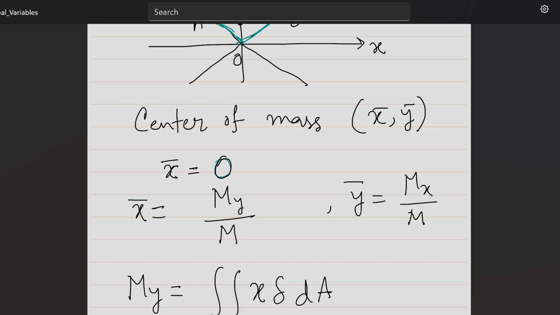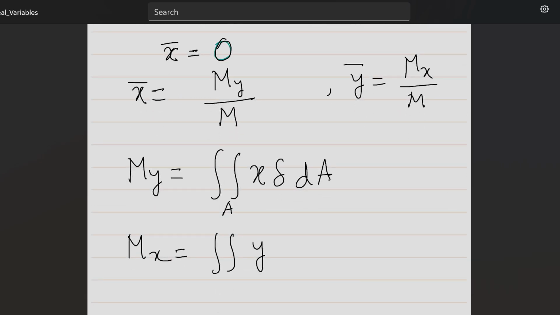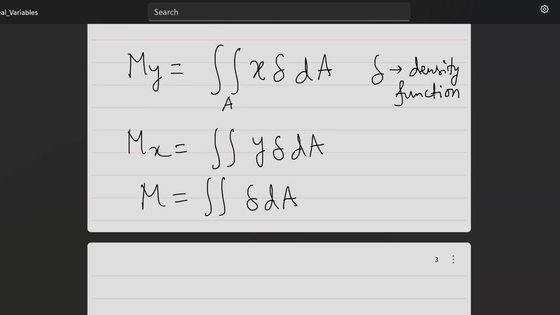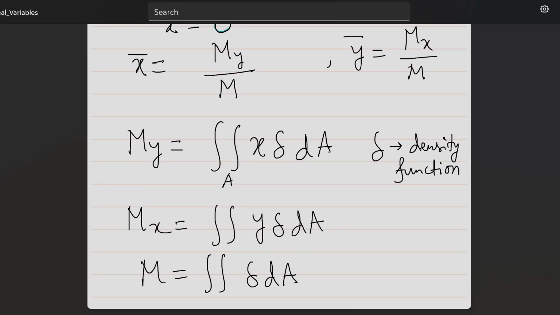And Mx is the integral of y delta dA. Here delta is the density function. And what is M? M is the double integral of delta dA. That I will calculate later. So this is the formula. This you should know. Using this formula only I will find the center of mass of this region, x bar and y bar.